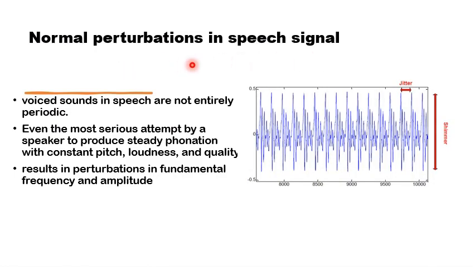Perturbations can occur normally during speech. The voice sounds in speech are not always entirely periodic. Even the most serious attempt by a speaker or a singer to produce steady phonation, like a sustained vowel for example, would end up with some tiny changes in the frequency and the amplitude of the glottal cycles, producing a certain amount of jitter and shimmer. It's only when this exceeds a certain threshold that they become noticeable and pathological.